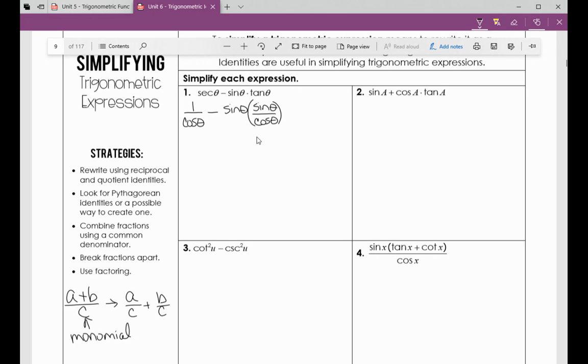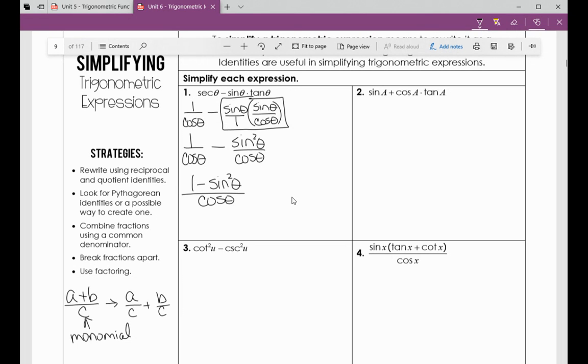Now, that's the substitution part, the math part. I'm going to put sine over 1 and multiply these two fractions together. So 1 over cosine has not changed. This becomes sine square over cosine. I now have a common denominator, so I can combine my fractions. 1 minus sine square theta over cosine.